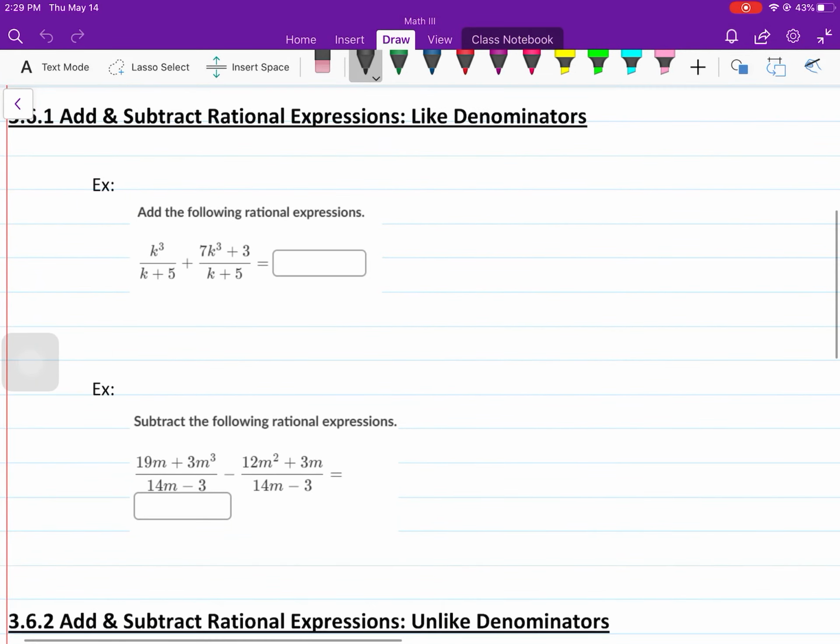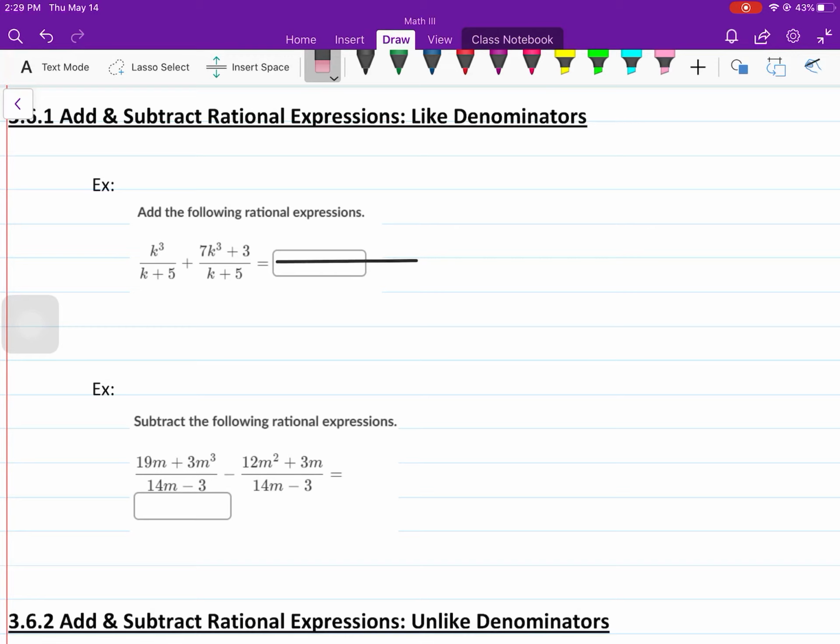So this first section, really easy though. Notice it says that we're going to be adding and subtracting rational expressions with like denominators. So all you really do here, the main idea here is just combine like terms. So remember, we don't add the denominators, we just add the numerators. You just need the common denominator. Once you have the common denominator, you just add the numerators.